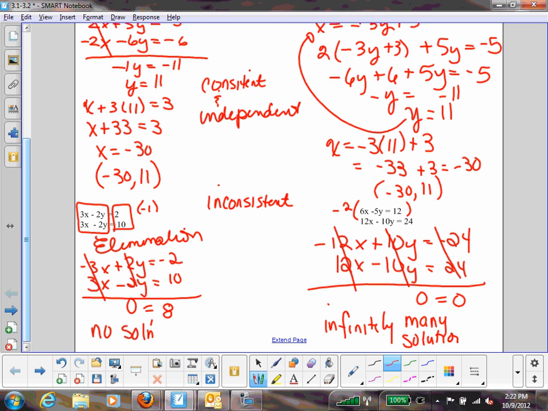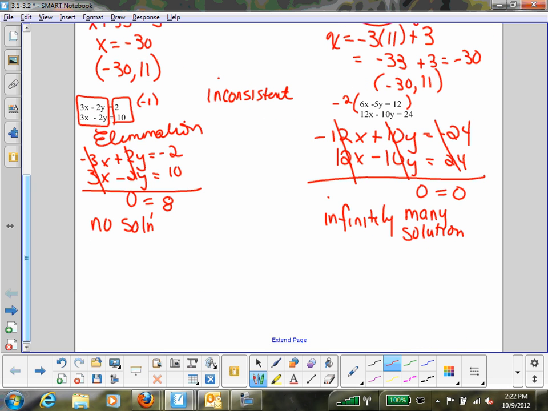Yes, because it's something that makes sense. Everything's dropping out, so any value is going to work. There isn't one place where those lines are crossing. The lines are on top of each other, so every point on that line is going to be a solution for both of those equations versus only one point being a solution for both of those equations. You usually get 0 equals 0. Yeah. Elaine?